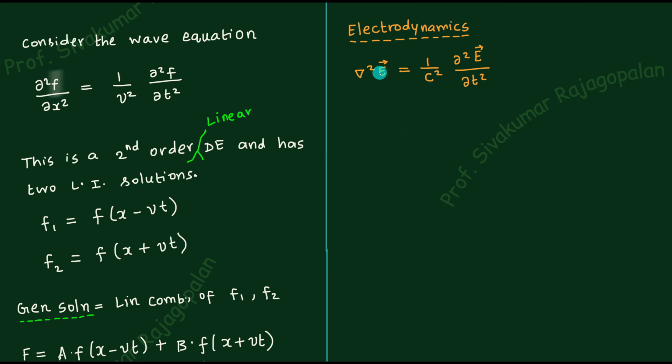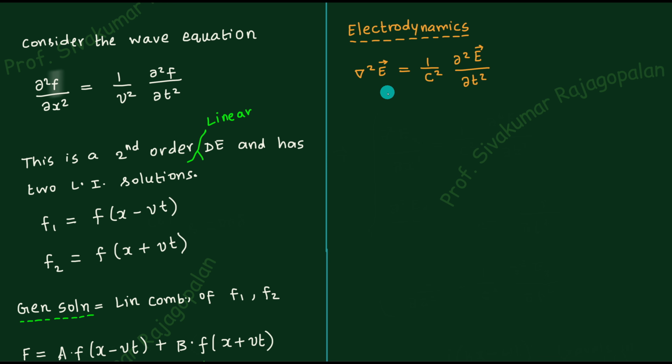Del square of the magnetic field equals 1 over c square into dou square of the magnetic field by dou t square. So these two equations are known as Maxwell's wave equations, which represent the electromagnetic wave propagation in free space. That part is quite familiar to you. Usually the derivation of the electromagnetic wave equation is done in BSc.